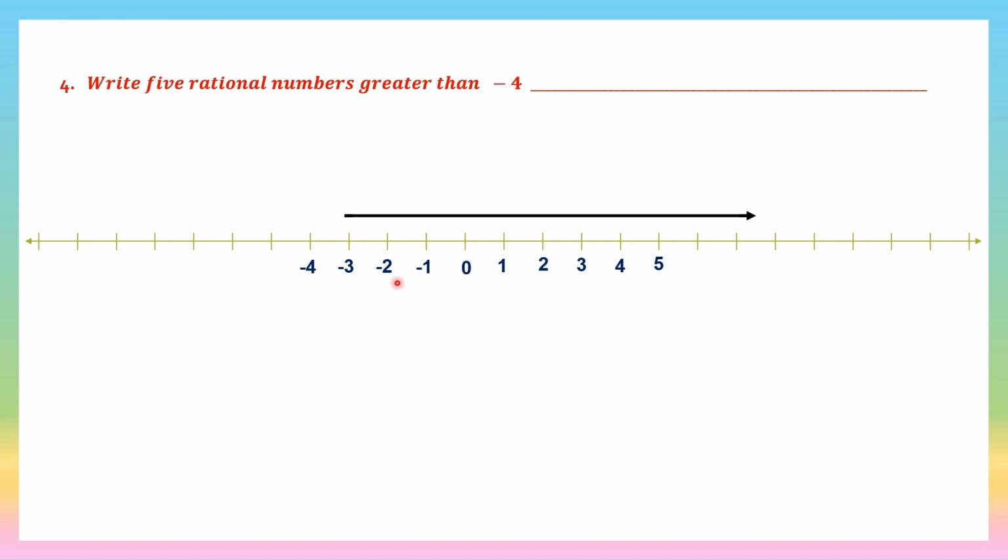That means there are many rational numbers greater than -4. I will just take a few of these and write that as our answer. So what will our answer be? We can say -3, -2, then I can say 2, I can say 4, I can say 5. Any of these numbers, I can take 5 rational numbers that are greater than -4, they are on the right of -4.